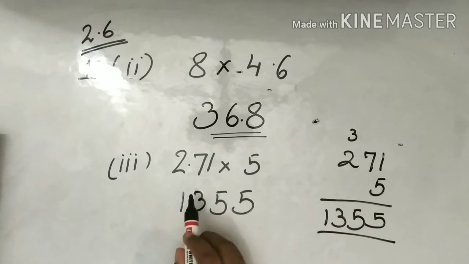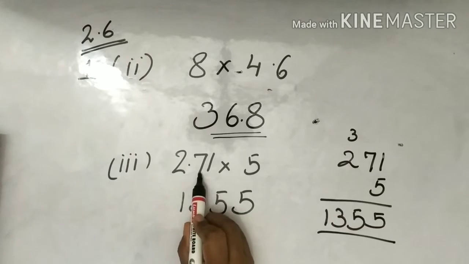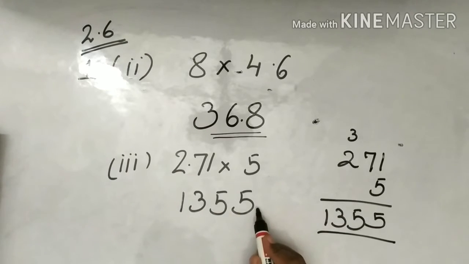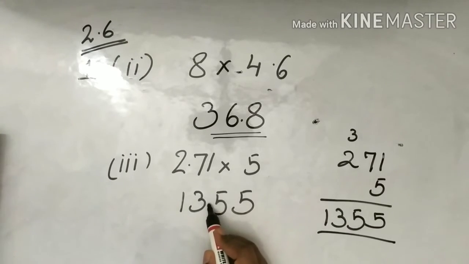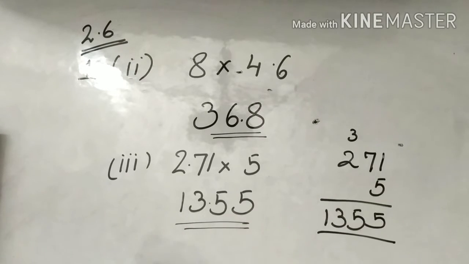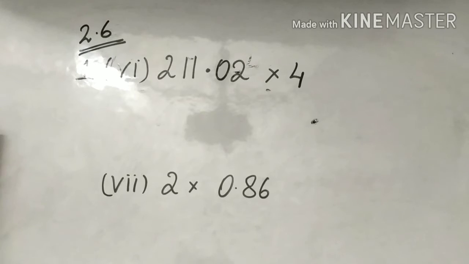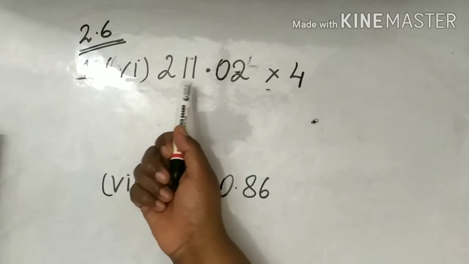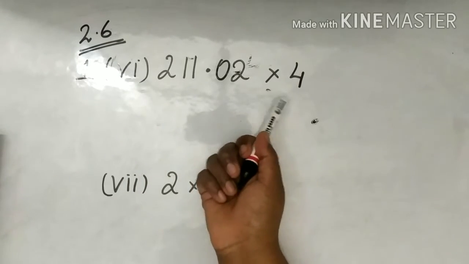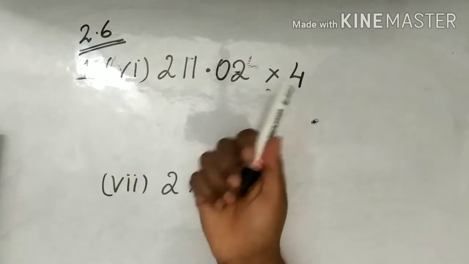And then after the decimal, how many numbers are there? 1, 2, right? So from here we'll move the decimal 2 times and we'll get the answer as 13.55. Now let's see two more examples. That is the first question, sixth part, that is 211.02 into 4. So this is a decimal number into a whole number.